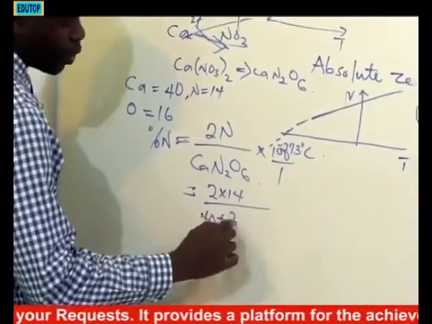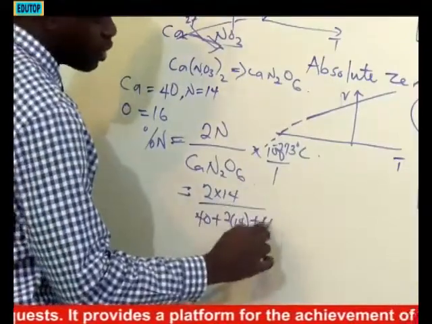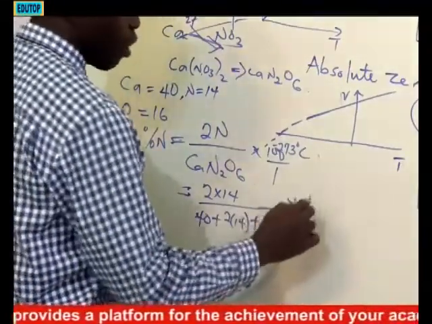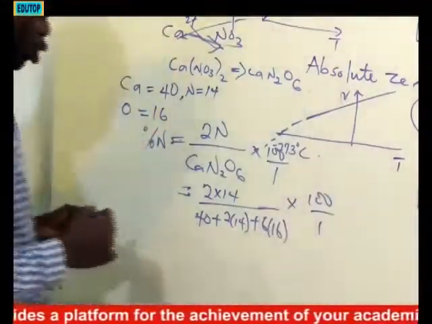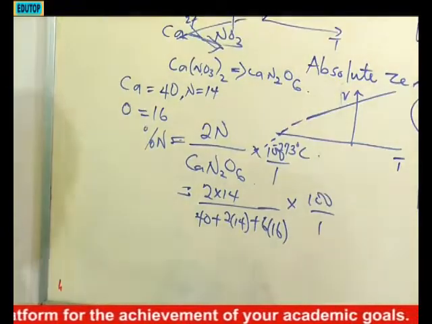Plus nitrogen is 14, so I can put it this way, plus what is oxygen? 16, then you have 6 of it. So 16 times 6, then times 100 over 1. So we use our mathematical instrument to fashion out this.